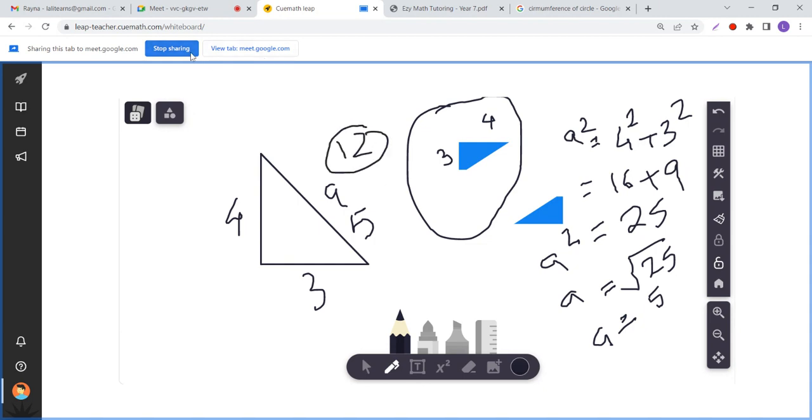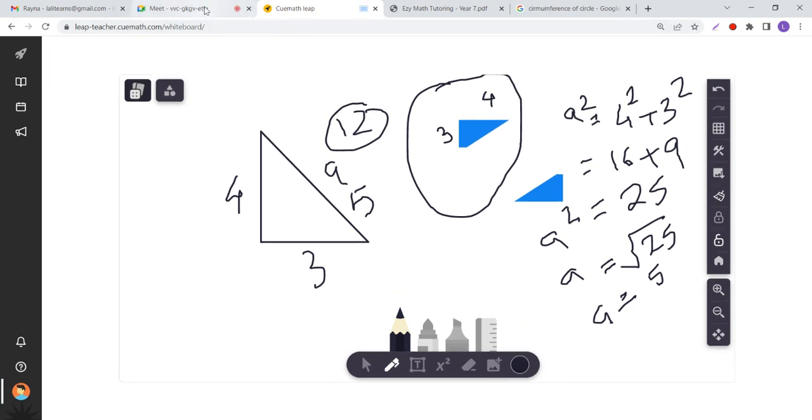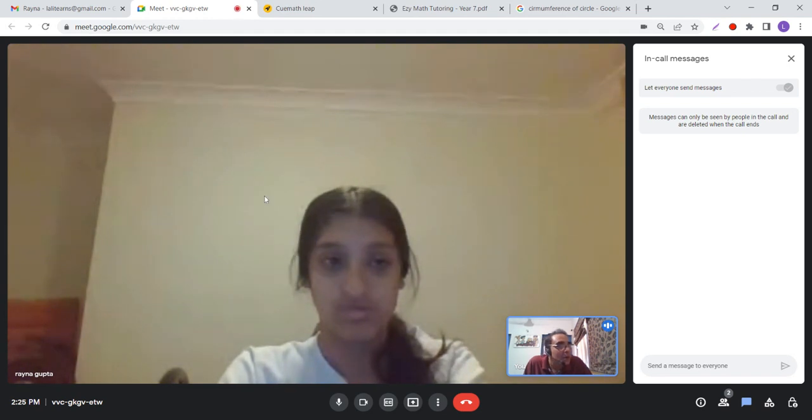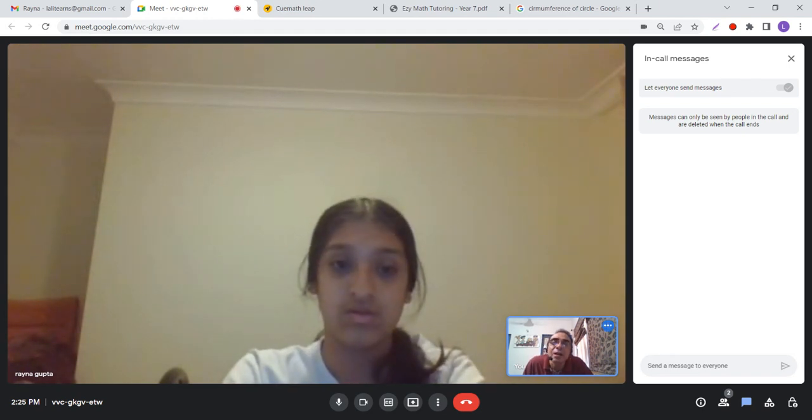4 plus 5 plus 3, 9, 12. That is the perimeter of this triangle. Okay, that is one way to calculate the perimeter of a right angle triangle. This formula only works for a triangle that is a right angle triangle.